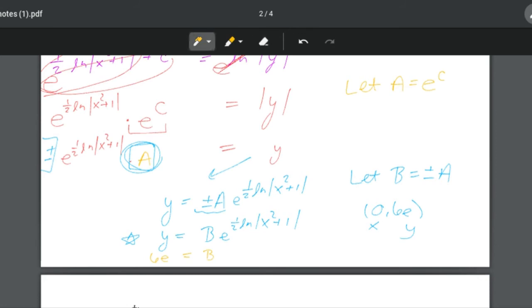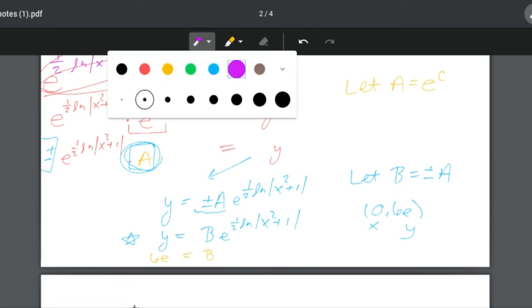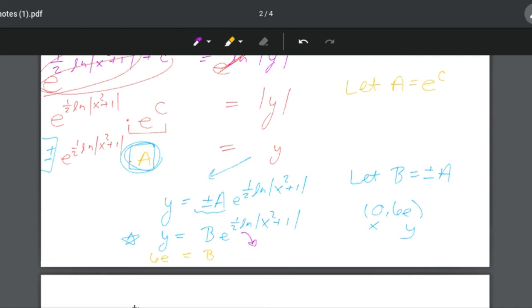And then we can rewrite our answer one more time. This was basically the answer. We just didn't know what b was. We just found out that b is 6e. And then we're multiplying that by e raised to the 1/2 ln absolute value of x squared plus 1. It's a plus sign in there. And that right there is our final answer.